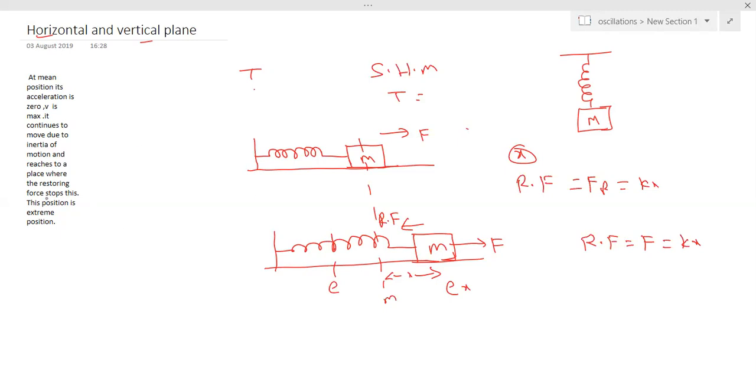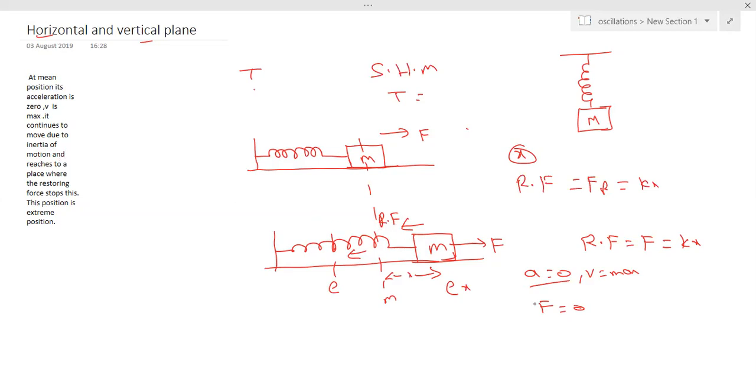The other point you have to remember is, see, that's what is written here. At mean position, the acceleration is 0. So now this is the extreme position. Now when this mass comes to here, we know that for a body undergoing SHM, at mean position acceleration will be 0 and velocity will be maximum. Now at mean position acceleration is 0 means force is 0. Force is 0 means it should stop at the mean position. But what happens? Because of inertia of motion, this mass will keep on moving in this direction. That's what is written here. At mean position, its acceleration is 0, velocity is maximum, but still it continues to move because of inertia of motion.